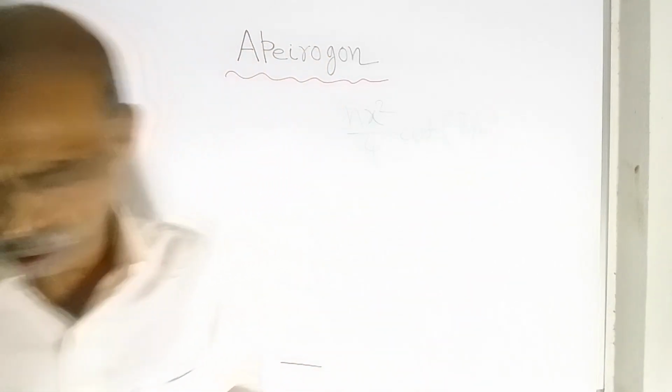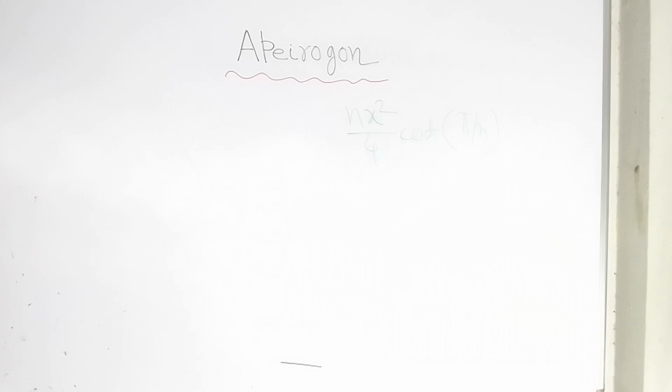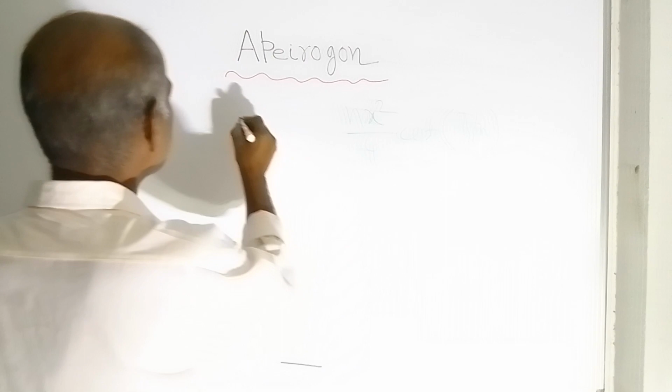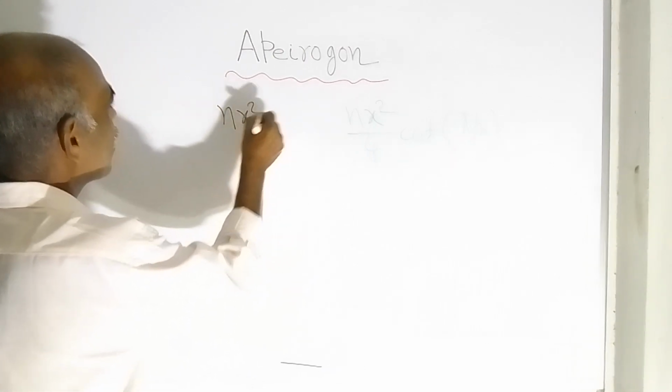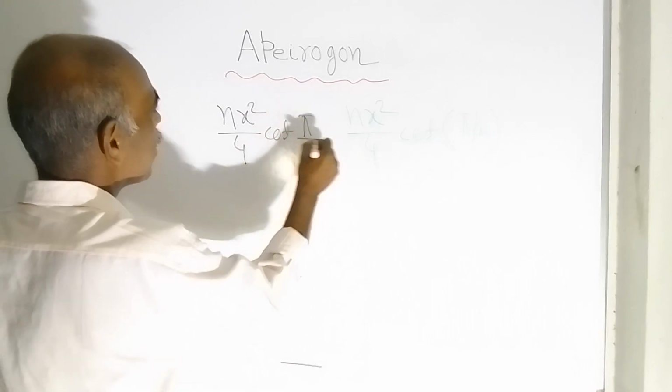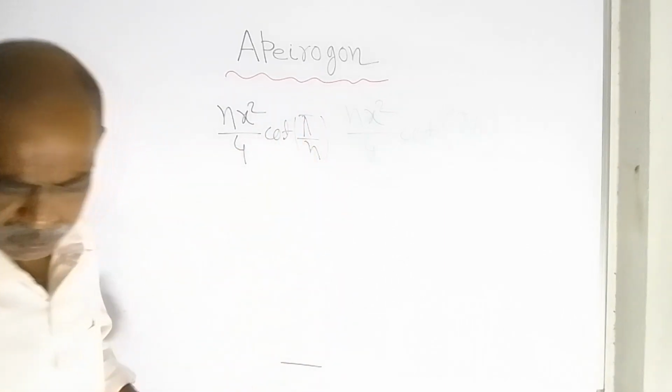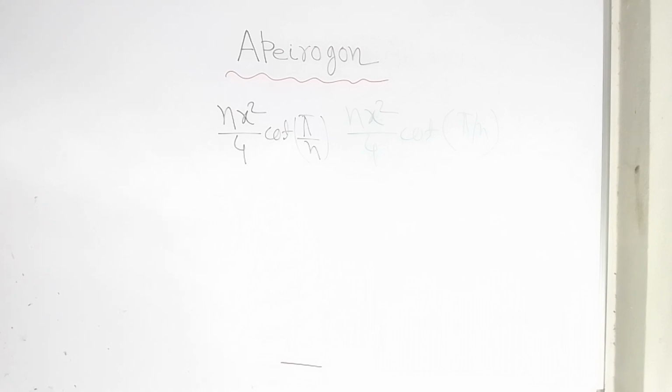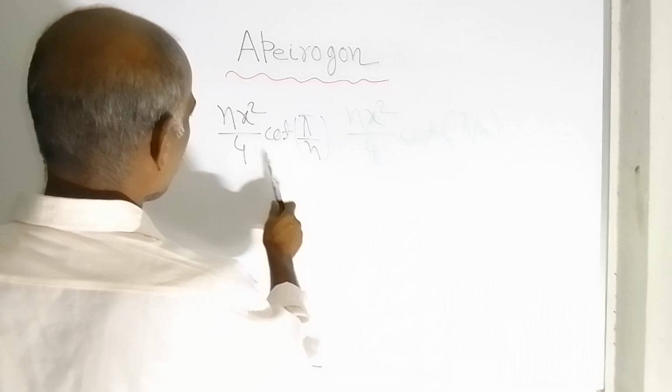Is that visible or not? This is not clearly visible. I am once again writing here n x square by 4 cot pi by n. Is that visible? Yeah, the black color is visible. Anyway, so this is the formula for a polygon.